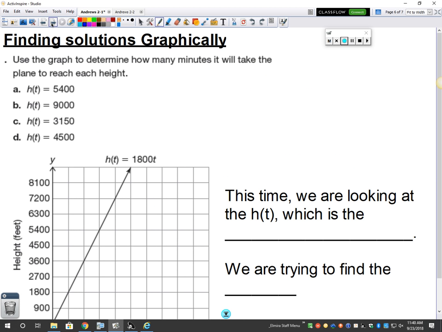Okay, so we can find solutions algebraically, which means using math and adding and subtracting and multiplying and dividing, but we can also find the solutions using a graph. Okay, so the directions here says use the graph to determine how many minutes it will take the plane to reach each height. So this is saying h of t equals 5,400 feet. So that means that the height is 5,400 feet, and that is located on the y-axis. Okay, so we're looking at how many minutes that's going to take. How many minutes would be on the x-axis because it is our independent variable.